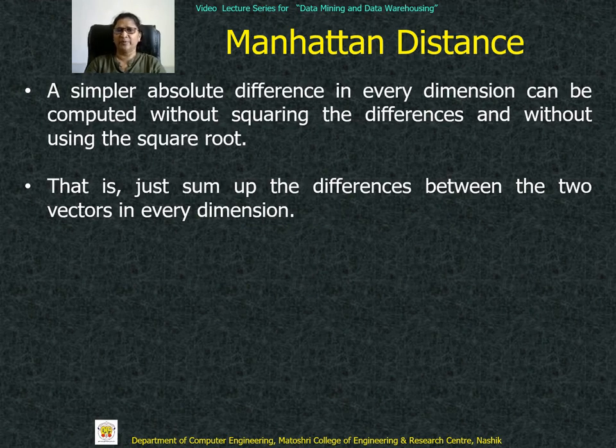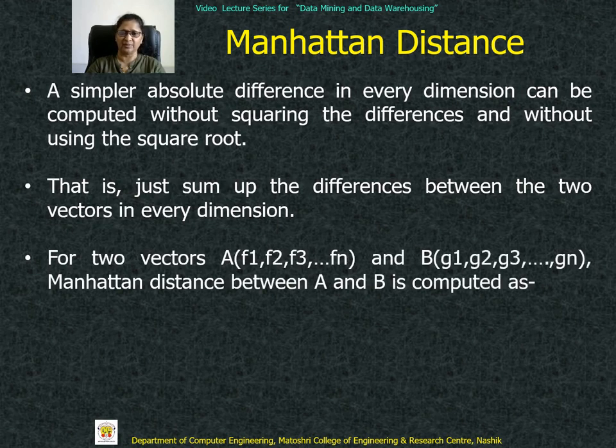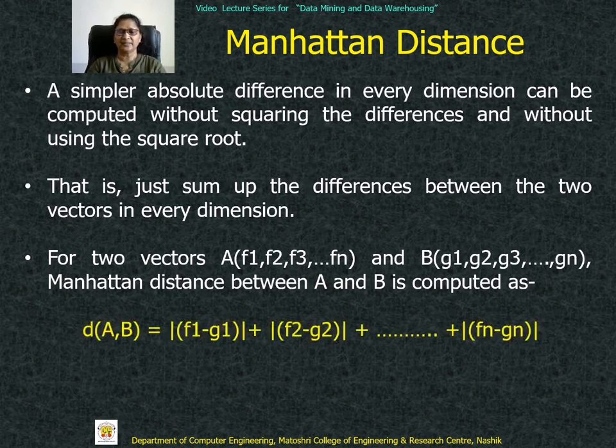This is a simpler absolute difference in every dimension, computed without squaring the differences and without taking square roots. It is a simple summation of absolute differences of all features. That is, we just sum up differences between any two vectors in all dimensions, for every dimension. Let us consider two vectors A and B defined with n features. Then Manhattan distance between A and B is computed as the sum of absolute differences between every respective feature.